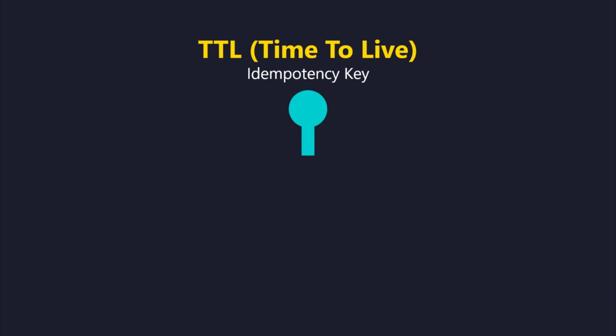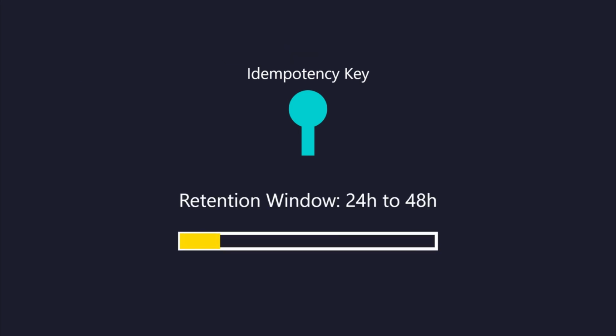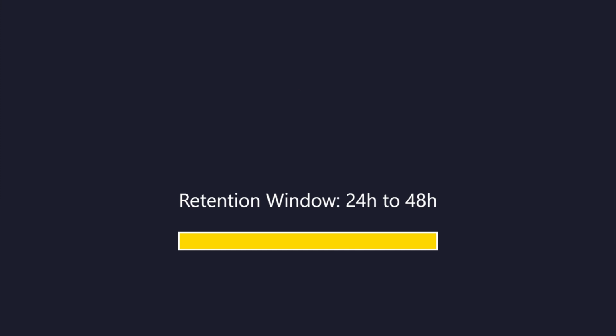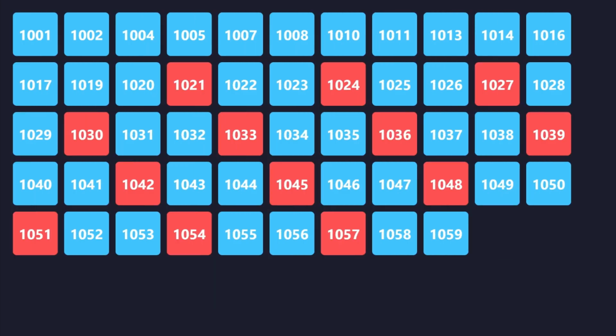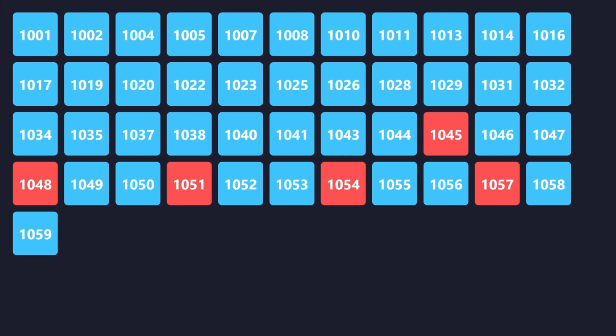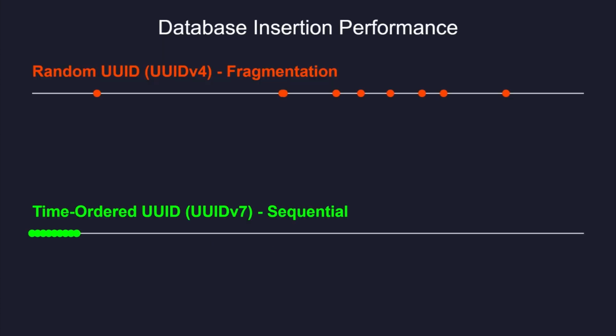Implement a time-to-live strategy for your idempotency records, typically retaining keys for 24 to 48 hours to balance storage and safety. Set up an automated background job to delete expired idempotency keys, preventing the table from growing indefinitely and slowing down your primary lookup queries.